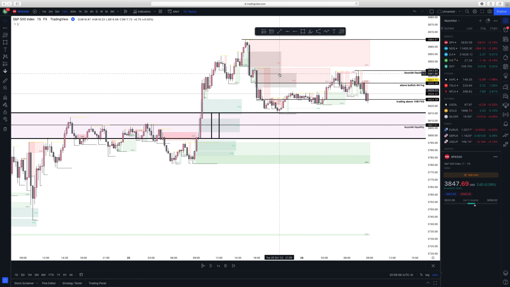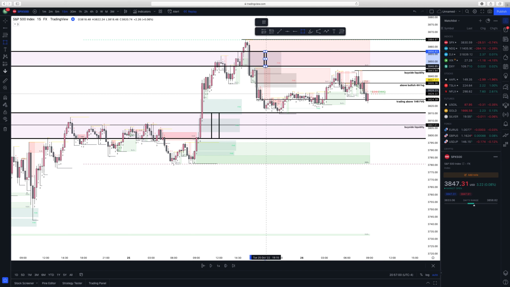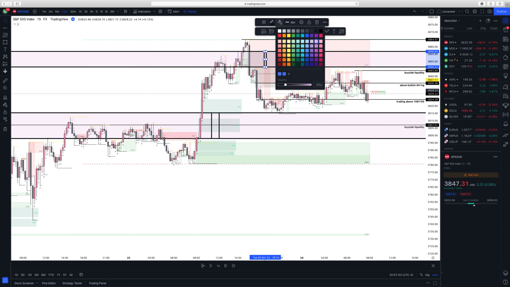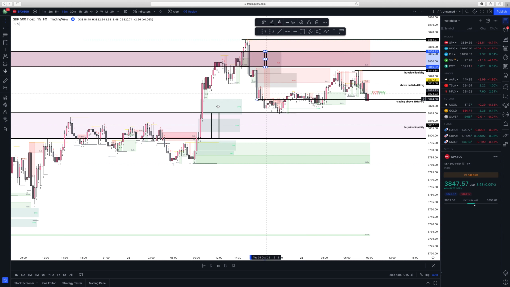Also, going down to the lower time frames, there was a displacement here that needed to be filled. So I'll mark this displacement a different color. Do you guys like that color? Let me know what you guys think. I'm trying to find a good color that you guys can see clear. And then I'll just delete this displacement too.